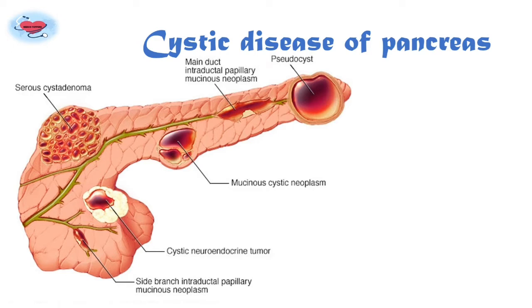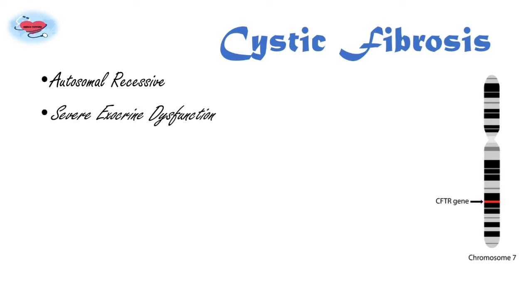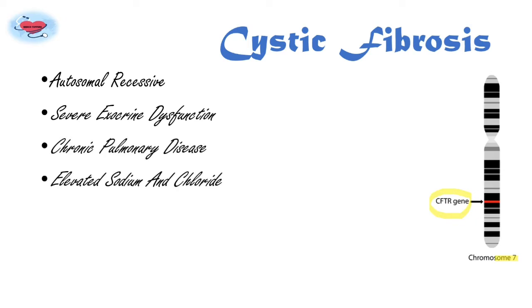Next comes cystic fibrosis. As we know already, it's an autosomal recessive disorder. Here the genetic mutation occurs in the CFTR gene, which is the cystic fibrosis transmembrane conductance regulator gene, located in chromosome number 7. It is common in Caucasians. It is an inherited mutation, and it affects the pancreas, liver, intestine, sweat glands, and also the male and female reproductive systems, but usually severe exocrine dysfunction occurs in the pancreas.